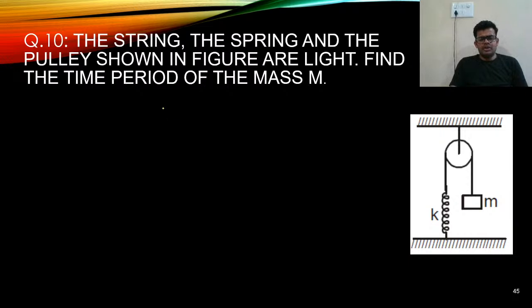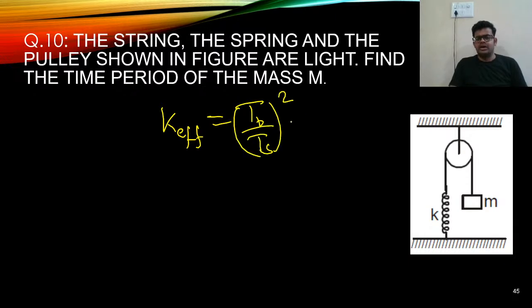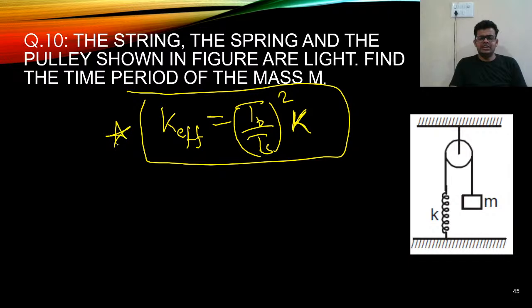Remember, always consider K effective. K effective is the tension on the block divided by the tension of the spring, whole square, into K of spring, the spring constant of the spring. This is the formula of effective K for a spring in any system.